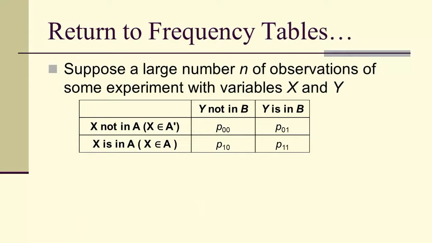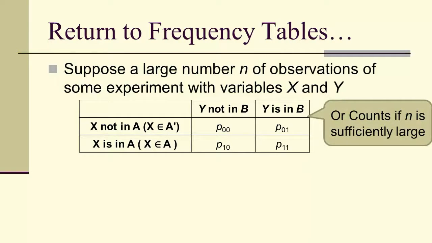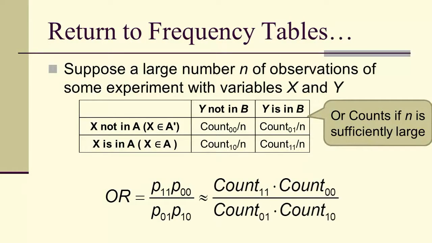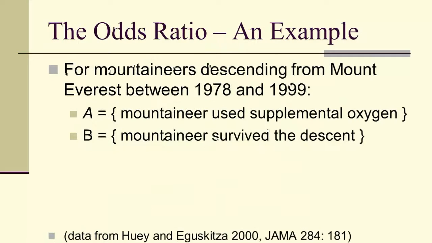Now let's go back to our frequency tables. If we have a very large number n of observations of some experiment with variables x and y, then we can replace the probabilities by counts if the n is sufficiently large. And so we can go back to our concept of the counts with the two-way table. And in this sense, the odds ratio would be the ratio of count 1,1 times count 0,0 over count 0,1 times count 1,0. So let's look at an example.